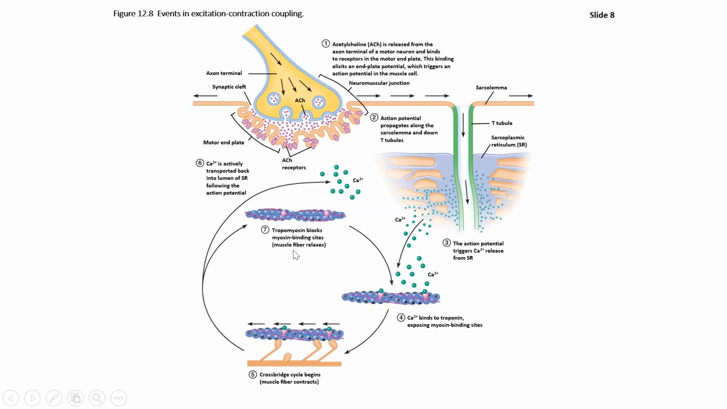And so once that happens, if there's no longer calcium present in the cytosol, then the troponin will not have calcium bound onto it. And so it's going to drag tropomyosin back to cover up those myosin binding sites once again. And that is going to bring about relaxation of the muscle as actin and myosin can no longer come in contact with each other. Okay.